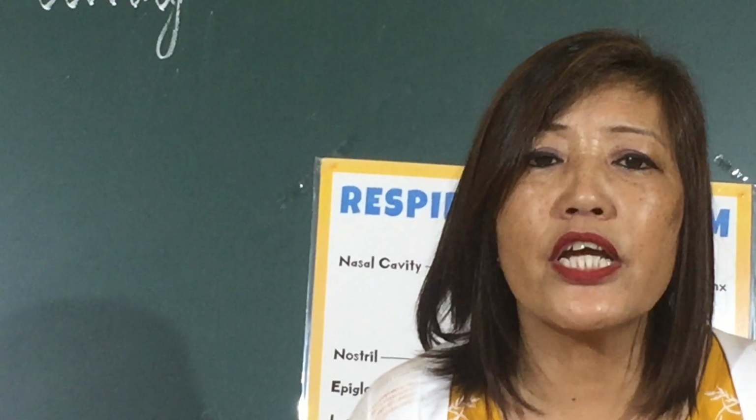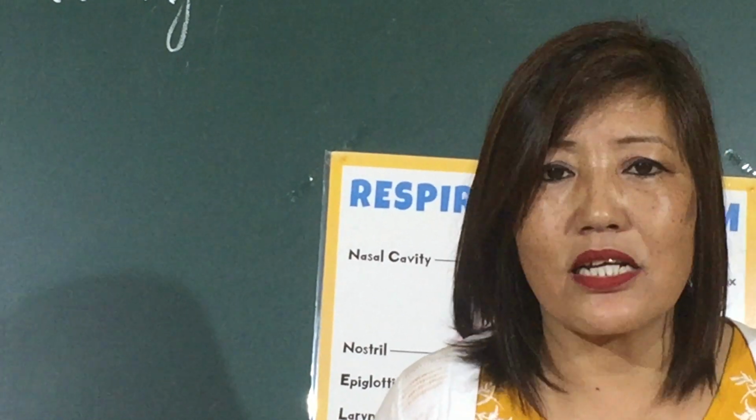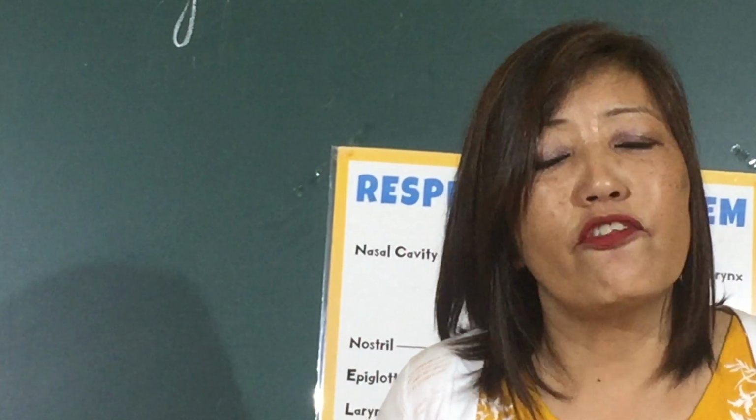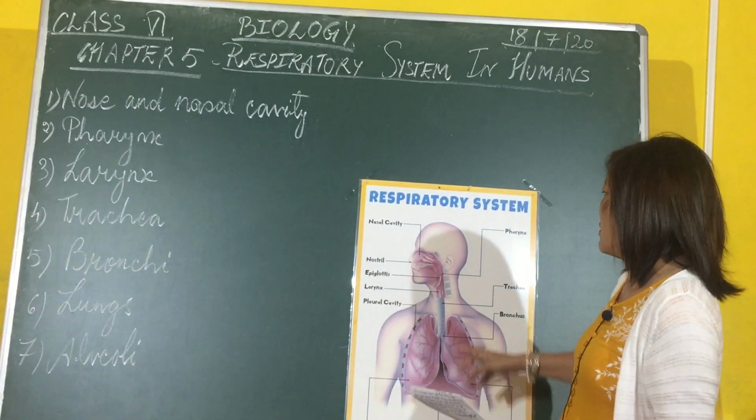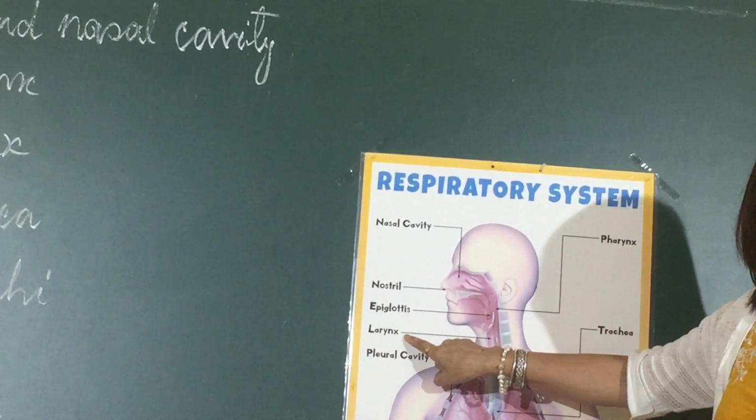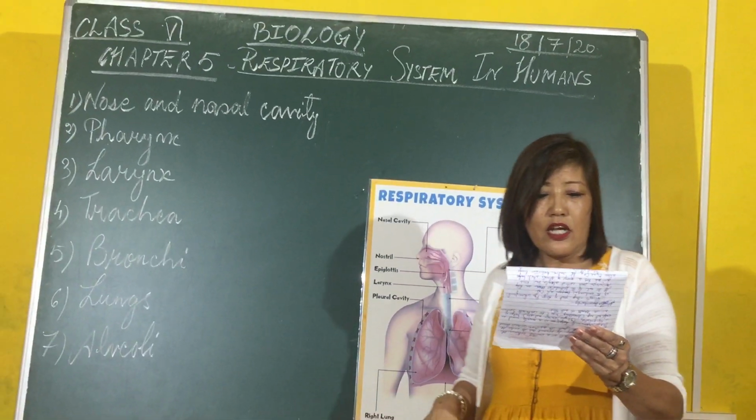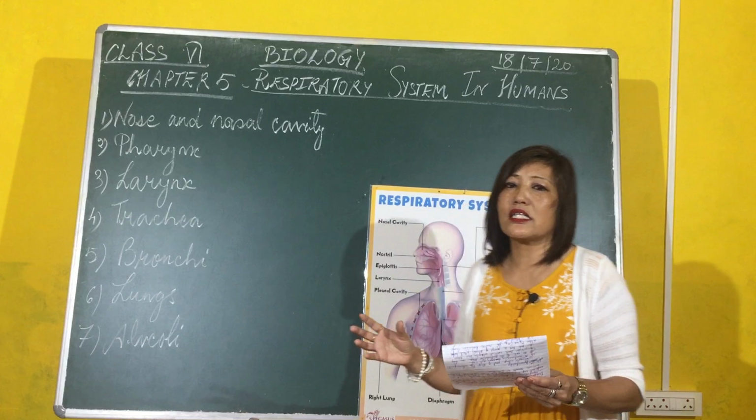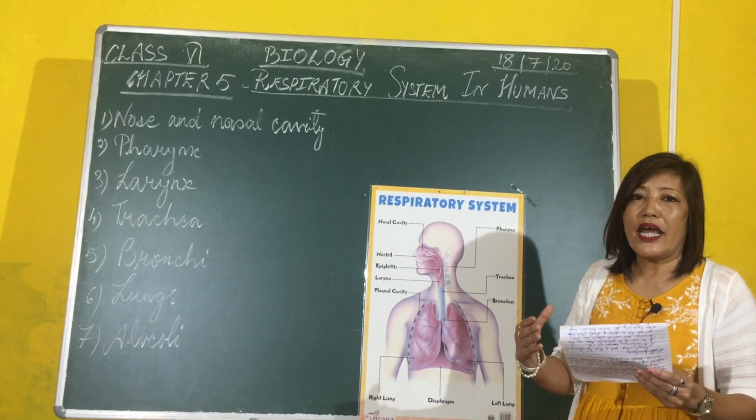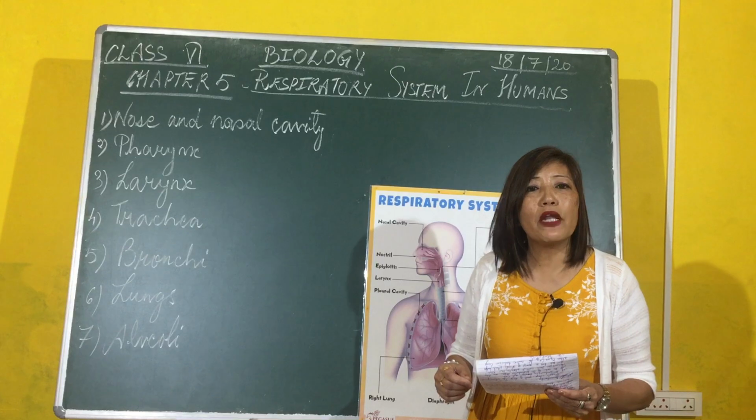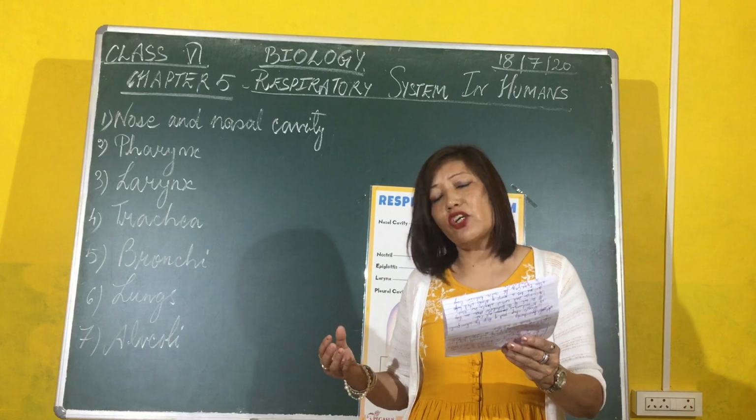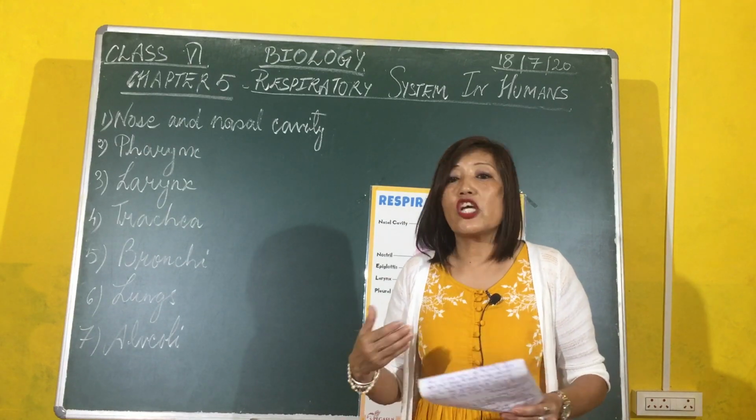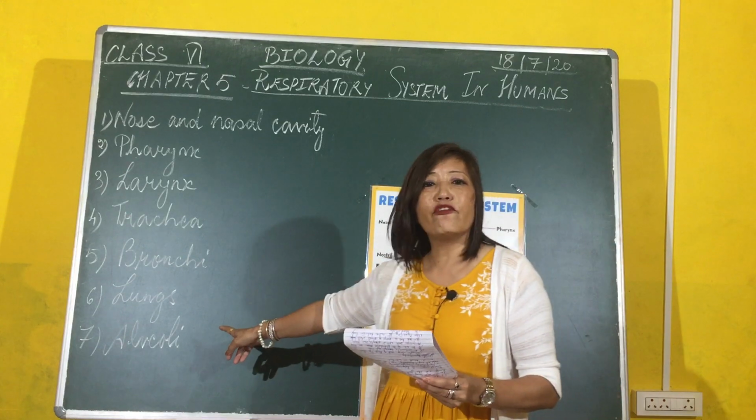Then next question, what is the function of pleural fluid? The pleural fluid keeps the lungs moist for diffusion of gases like carbon dioxide and oxygen. And which organ is called the voice box? Voice box, that is larynx. Okay. Then which membrane covers the lungs? The lungs are covered by a membrane called pleural membrane, right? Then where does the exchange of gases take place? Exchange of gases takes place in alveoli.